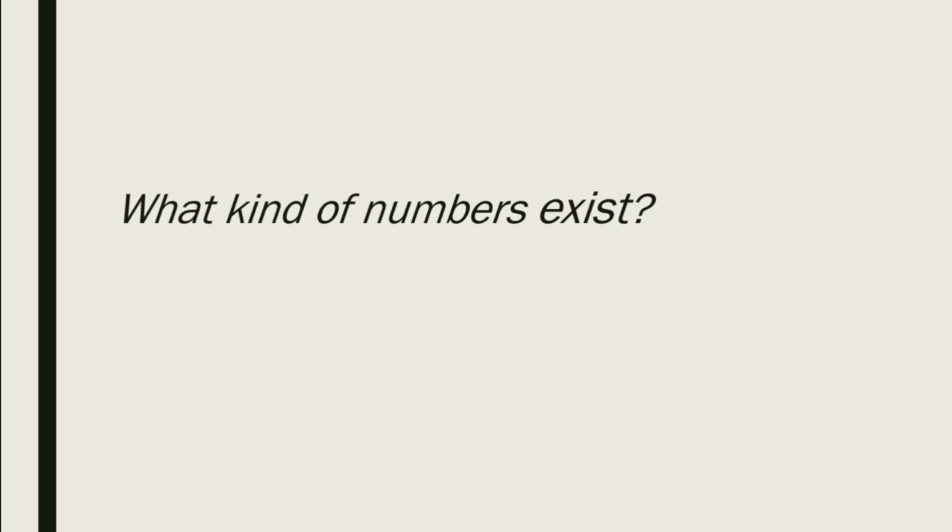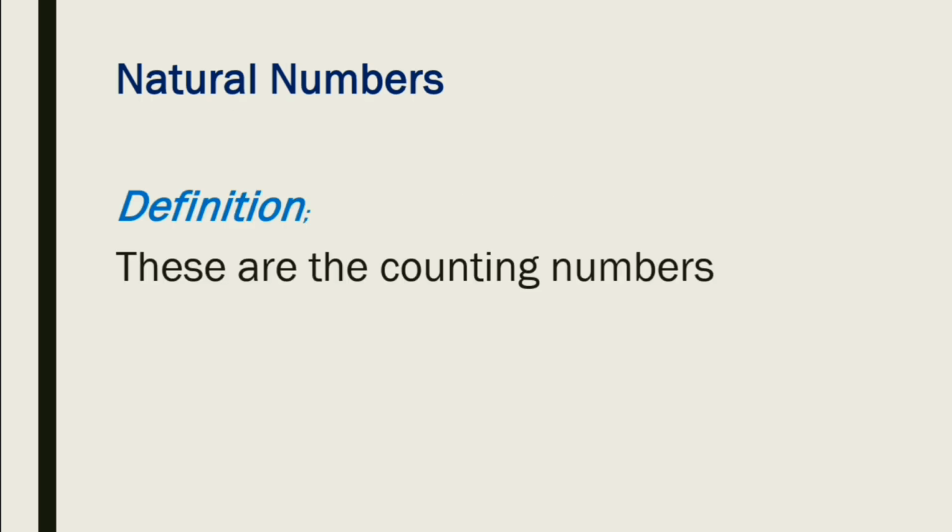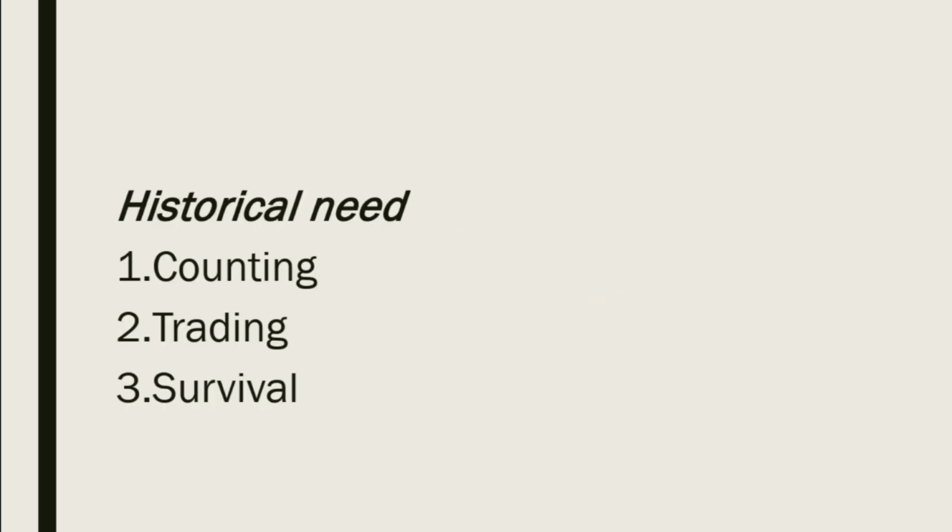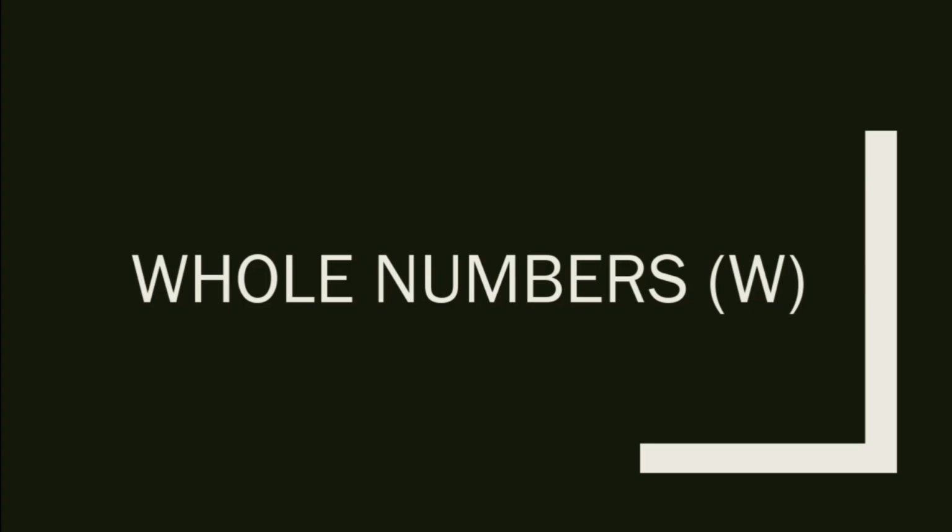The first number type is natural numbers. These are the counting numbers. We have them starting from 1, 2, 3, and so on. Their historical need was for counting, trading, and survival, and they are denoted as N, which refers to 1, 2, 3, 4.